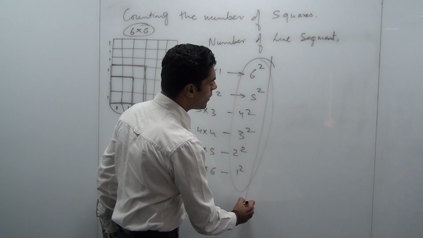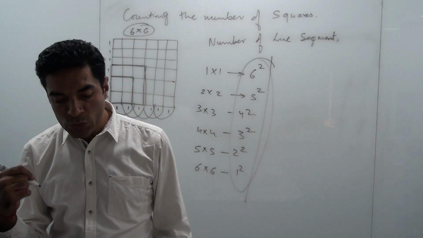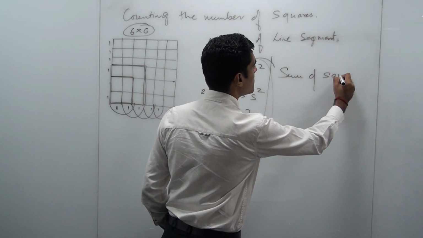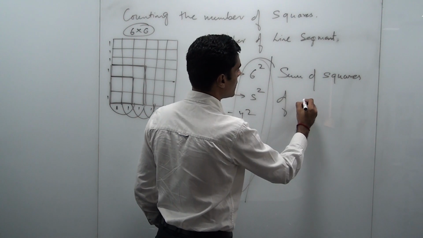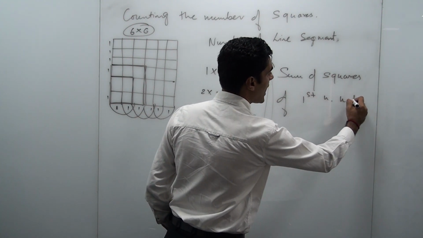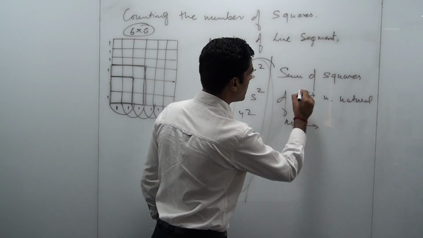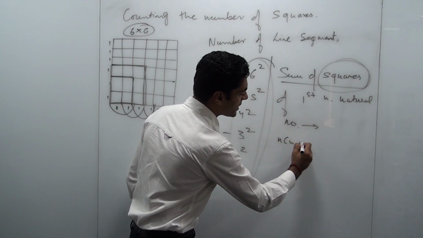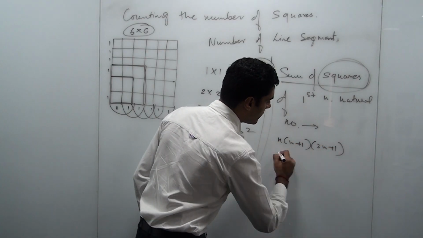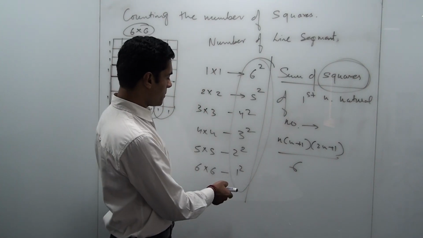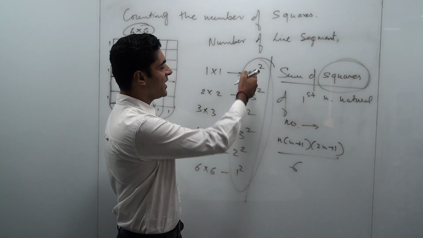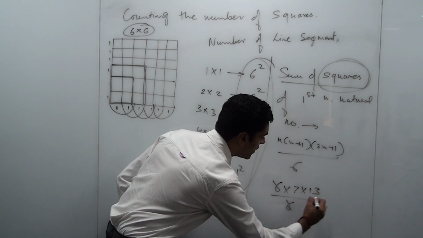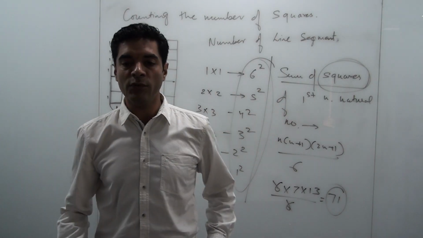Now you can manually count this, or if you remember, when we were in school in class 11th, we studied that the sum of squares of the first n natural numbers, I am talking about the sum of squares, not the sum of the first n natural numbers, is given by n into n plus 1 into 2n plus 1 by 6. Now as we want to find the sum of squares from 1 square till 6 square, the value of n is 6. So this is 6 into 7 into 13 by 6. If you solve this, it will come out to be equal to 91.